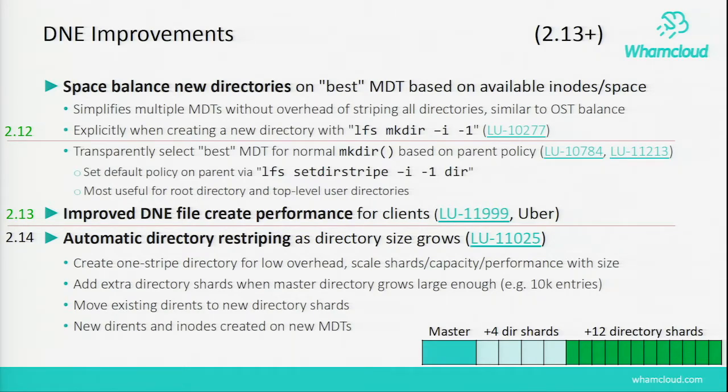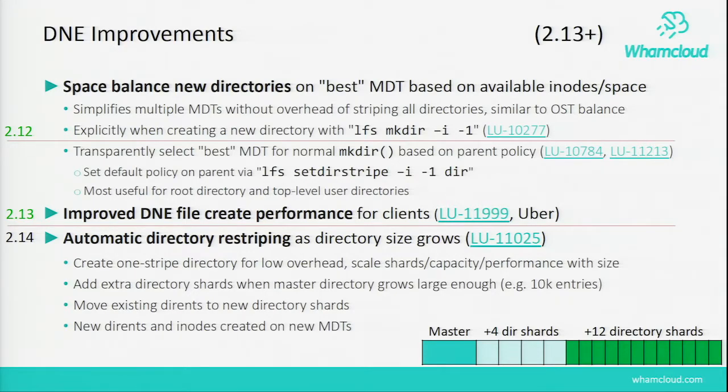In 2.14, this will become more automatic, so that instead of having to select a remote MDT or having to stripe a directory over multiple MDTs explicitly, it will dynamically restripe a directory as it's growing in size. And so that will allow applications to use all of the MDTs for improved performance and to do better space balancing automatically.